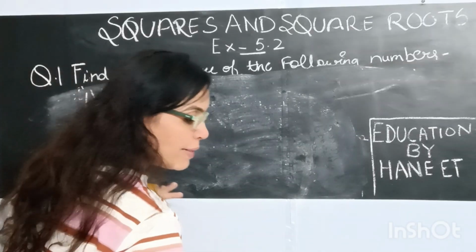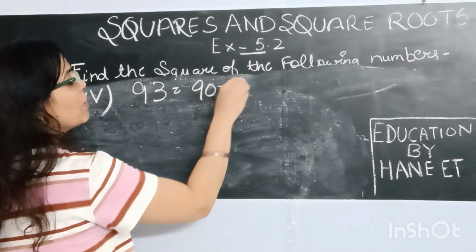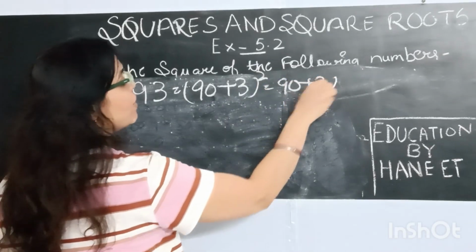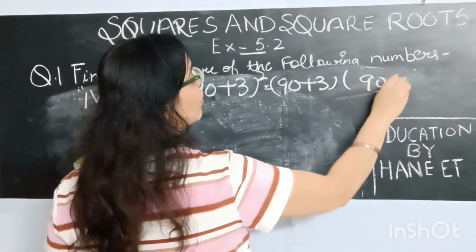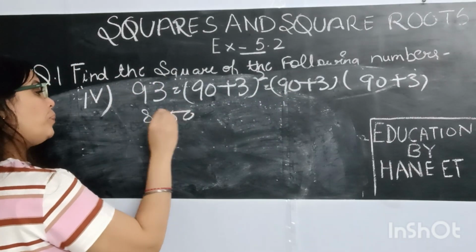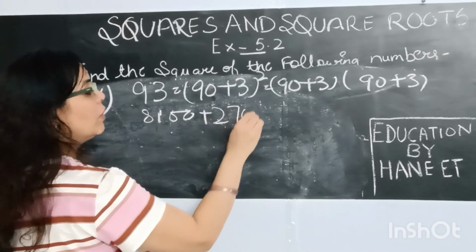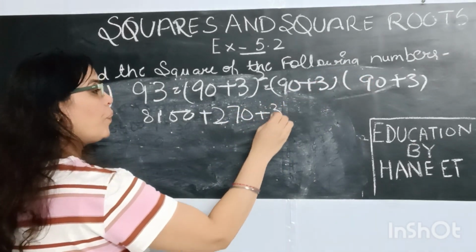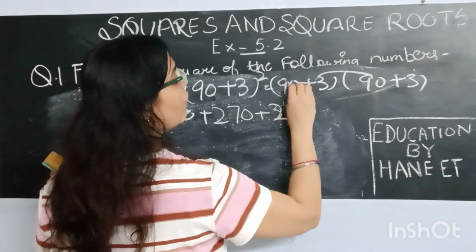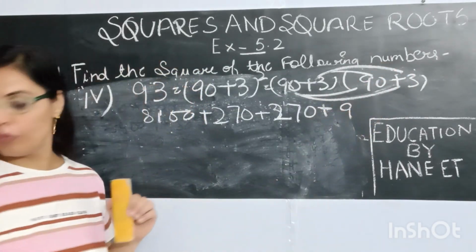Now the fourth part is 93. So 93 can be (90 plus 3) whole square. Write it as 90 plus 3, 90 plus 3. Now 90 into 90, 8100, plus 90 into 3, 270, 3 into 90, 270, and 3 into 3, 9. Right?